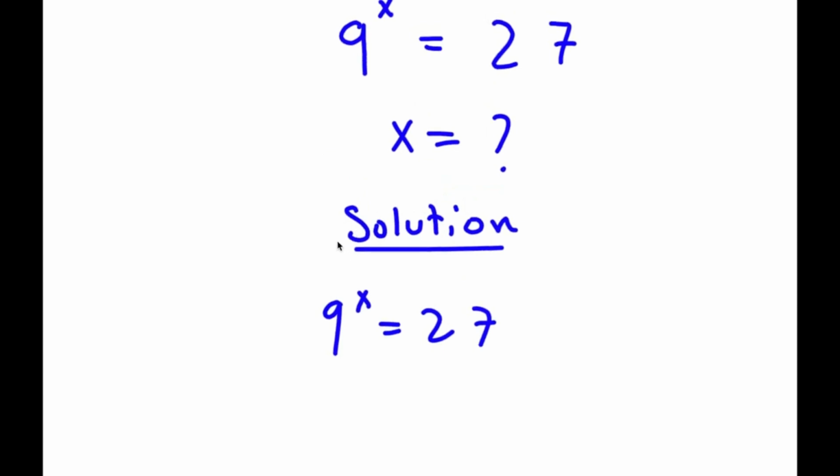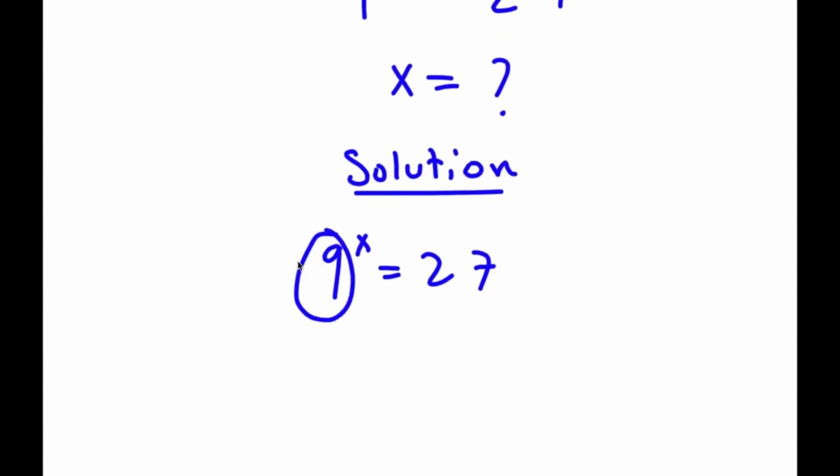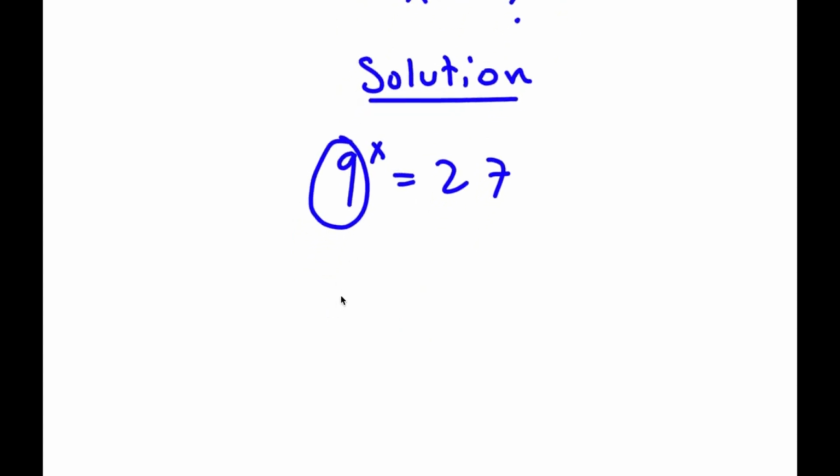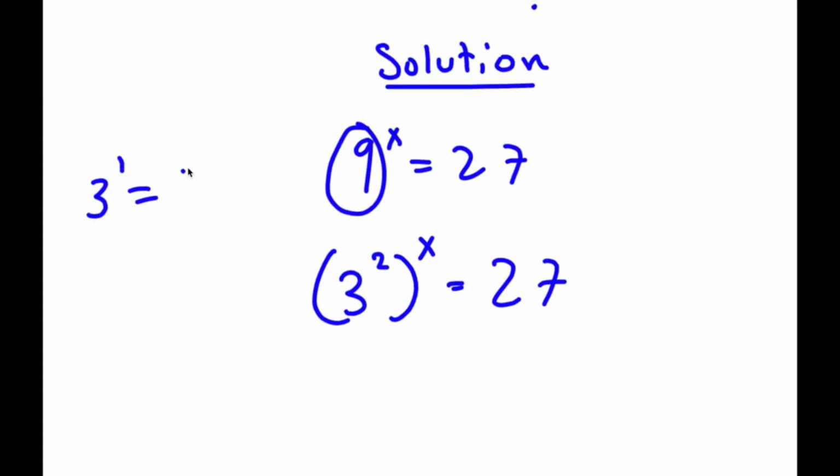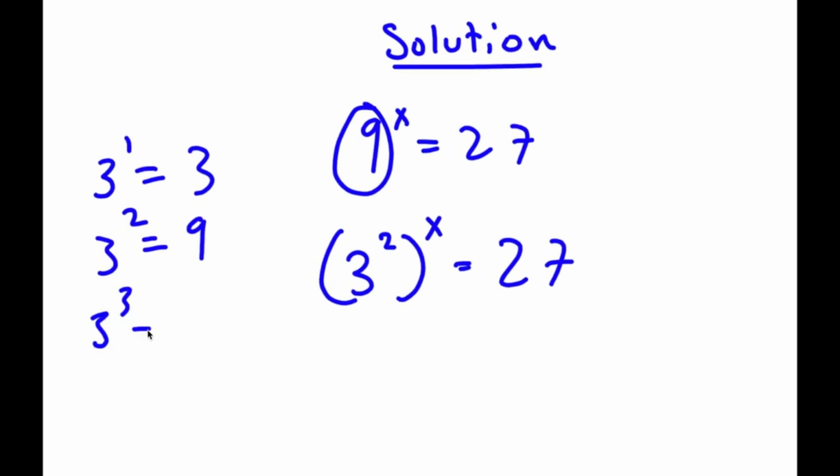And now what I'm going to do is rewrite 9 here as 3 to the power of 2. So now I have 3 to the power of 2 to the power of x, and this is equal to 27. Now, 3 to the power of 1 is equal to 3. 3 to the power of 2 is equal to 9. 3 to the power of 3 is going to equal 9 times 3, because as the exponent goes up, the result is multiplied by 3. That's how powers of 3 work. So 3 to the power of 3 is going to equal 9 times 3, which is 27.